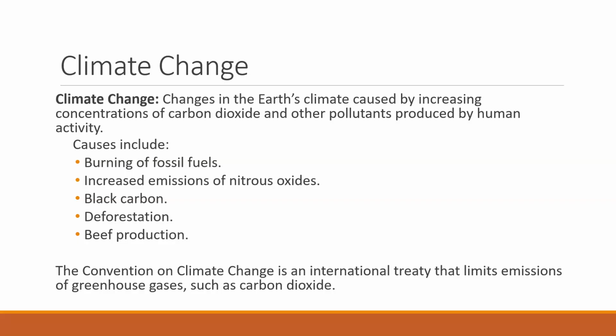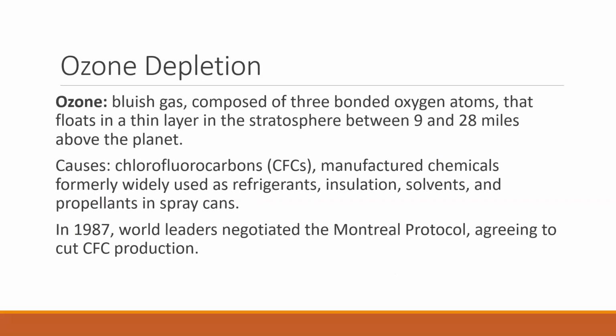One of the main impacts of this is growing seasons. So shifting growing seasons, shortening growing seasons, and reducing the amount of land that's available for growing are some of the main impacts of this. Okay, ozone depletion.